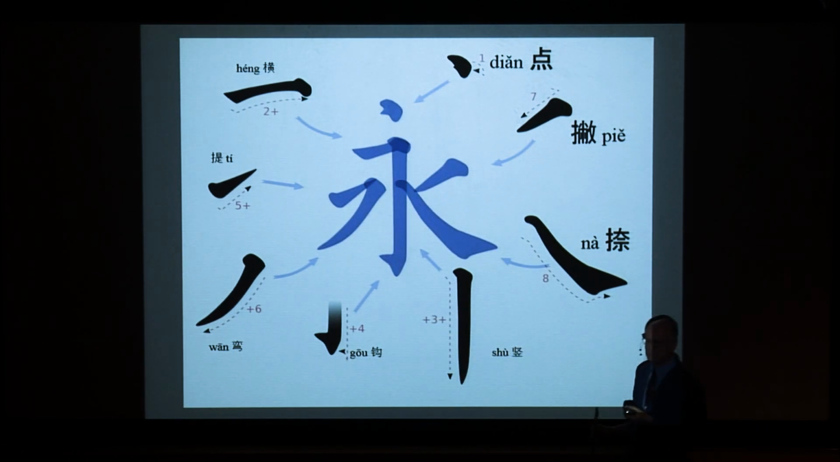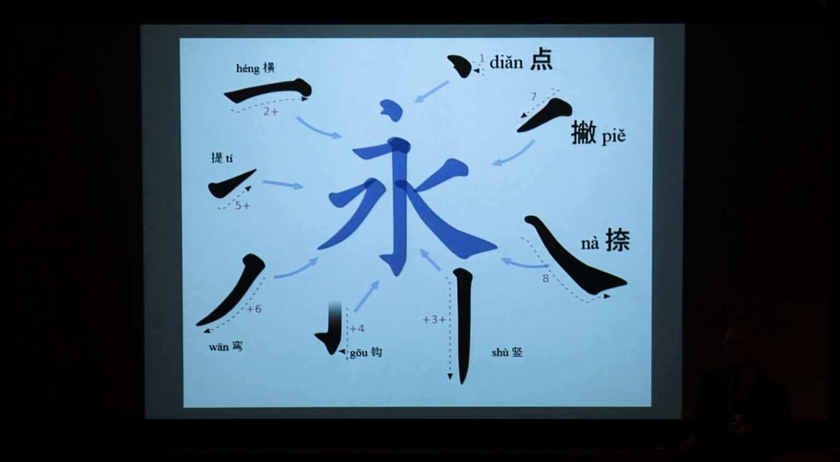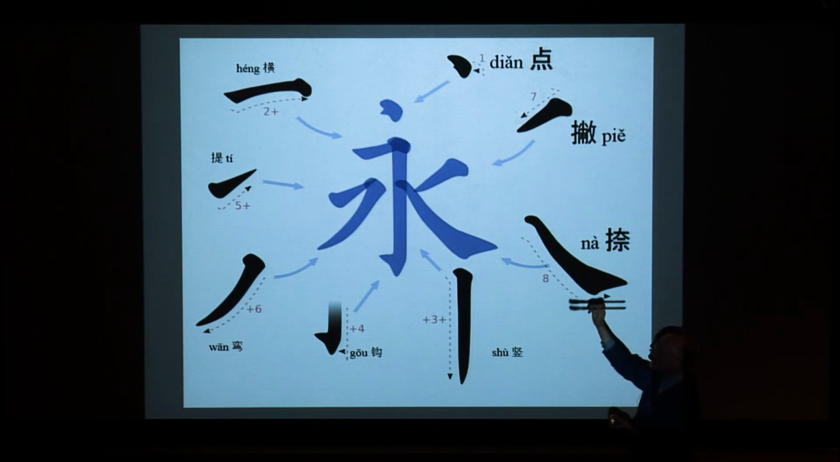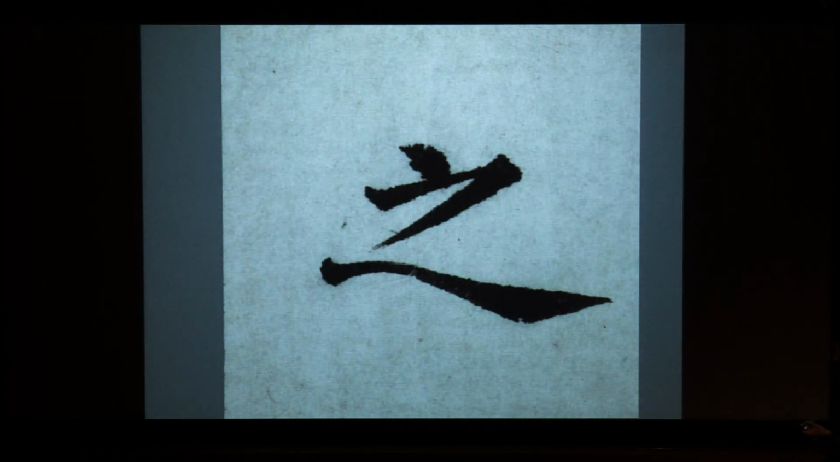And the order in which they're written is critical. Every good teacher of Chinese enforces with the utmost severity correct stroke order. That is, you have to begin with the dot on top, then you go across and then go down. Do it wrong and you might get a slap on the wrist.